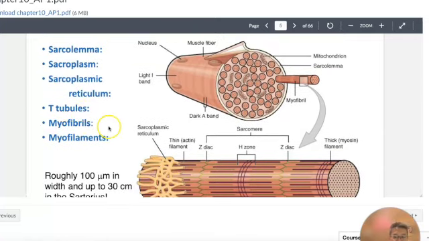Myofibril. A myofibril is thousands of these sarcomeres together. So one of these guys is called the myofibril. Myofilament, again, we'll look at it several slides from here.